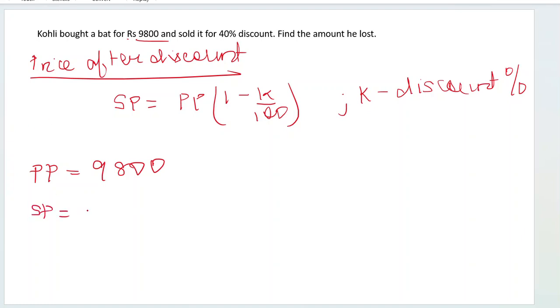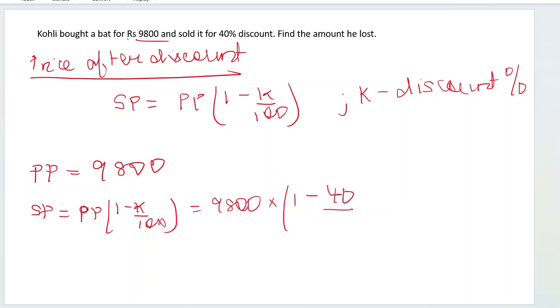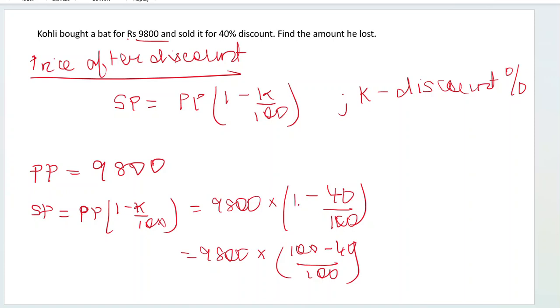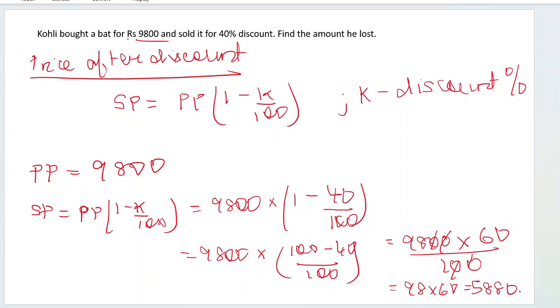So the selling price will be, using the formula, PP times (1 minus K by 100). So PP is 9800 multiplied by (1 minus 40 by 100). So we get 9800 inside the bracket, 100 minus 40 by 100. We make the denominator same. Since it has no base, we just multiply 100 on top, 100 down. So we get 9800 into (100 minus 40 is 60) upon 100. Now we cancel these zeros. We are left with 98 into 60, so we are left with 5880. So basically this happens to be the selling price.